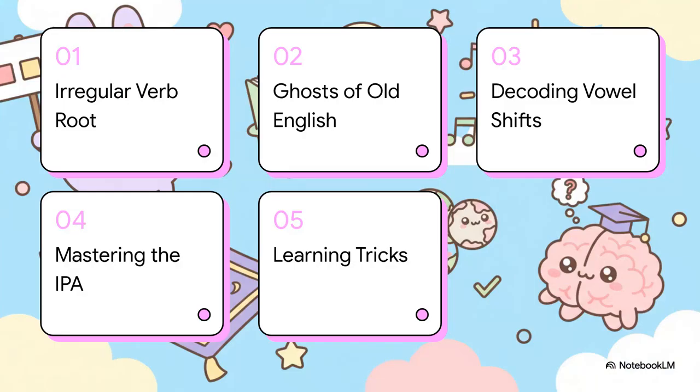Okay, let's dive right into our roadmap. We'll start with 1, the irregular verb problem. 2, ghosts of Old English. 3, decoding the vowel shifts. 4, master pronunciation with IPA. And 5, tricks to learn them.